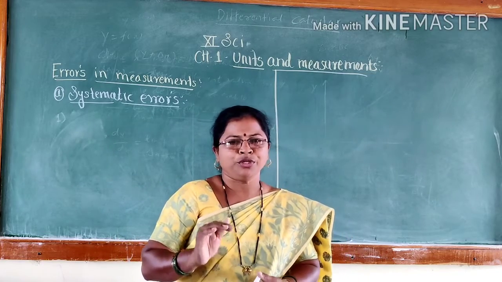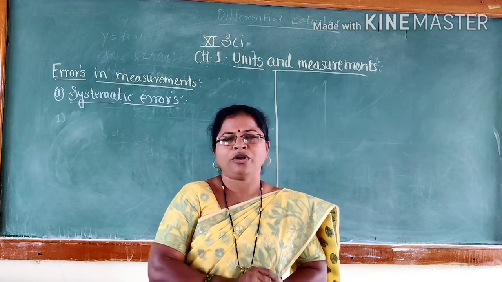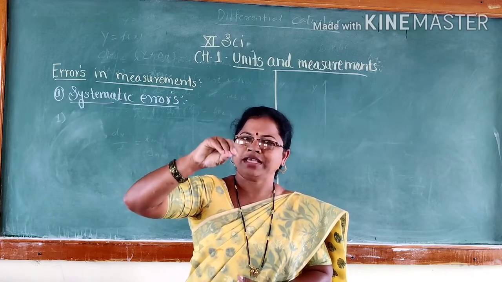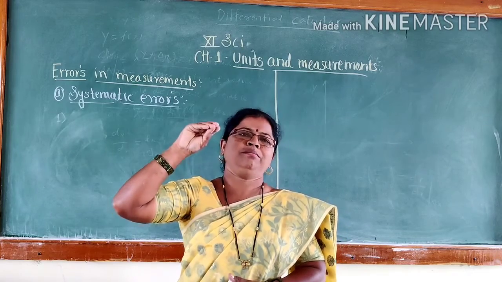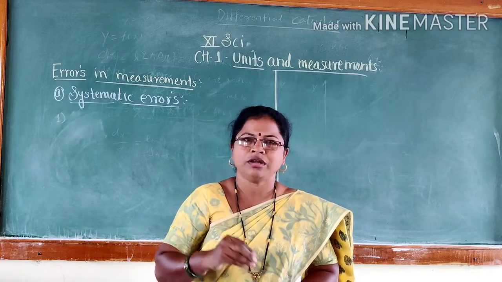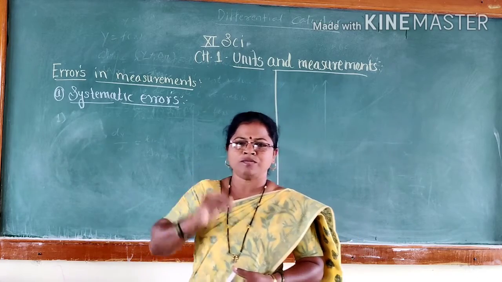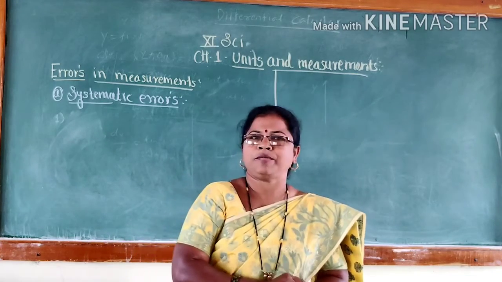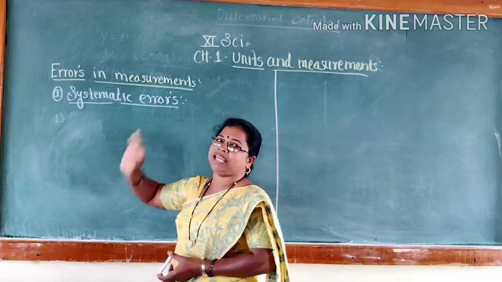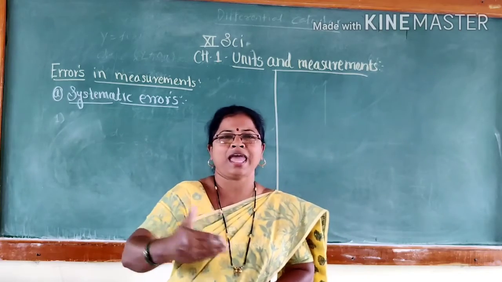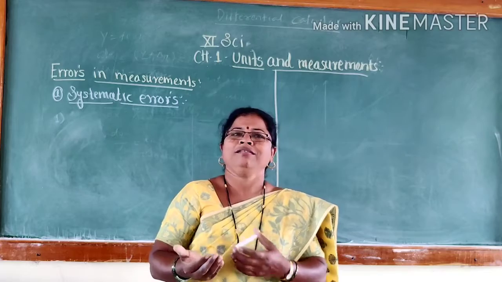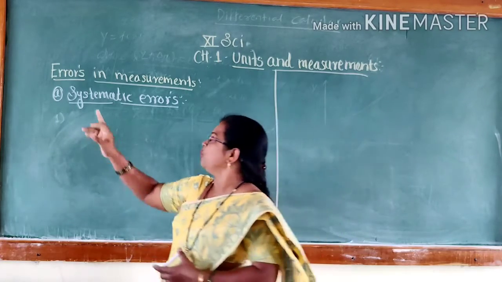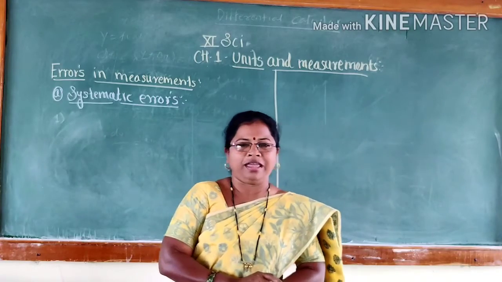It happens due to the inaccuracy introduced in an experiment, or due to the observer and the observations or the measurement process. Such types of errors are called systematic errors. That means they happen systematically in the measurement, or they are always present in the measurement systematically. So this is called systematic error.